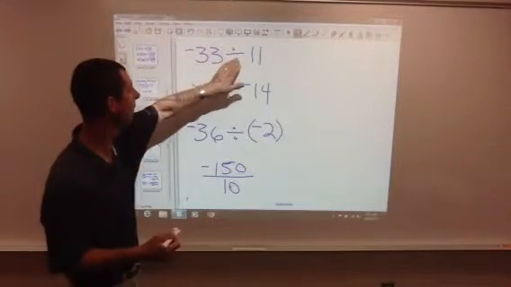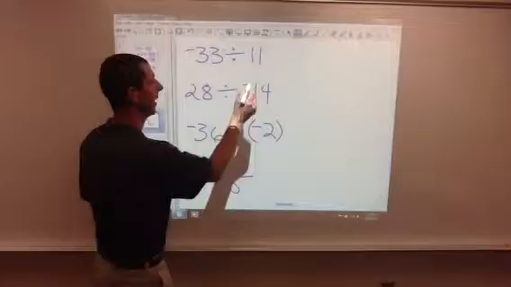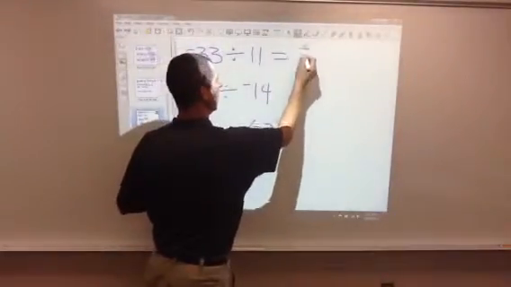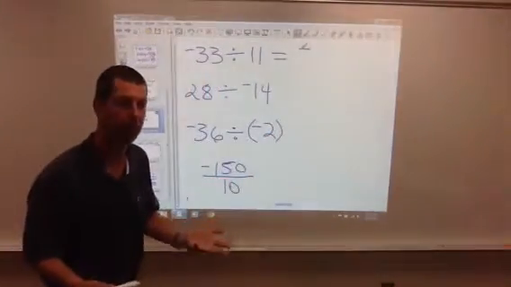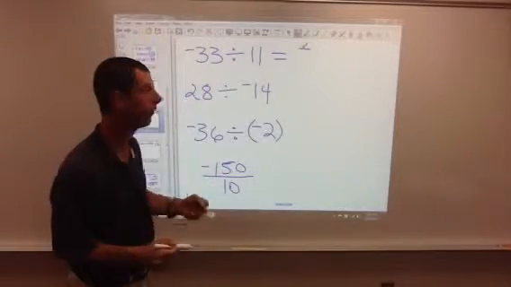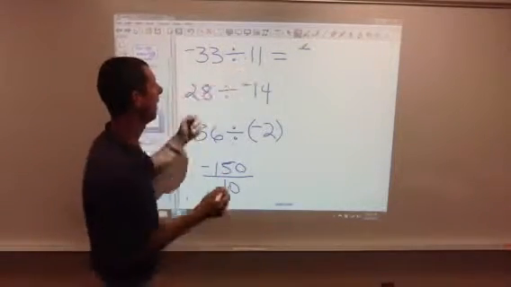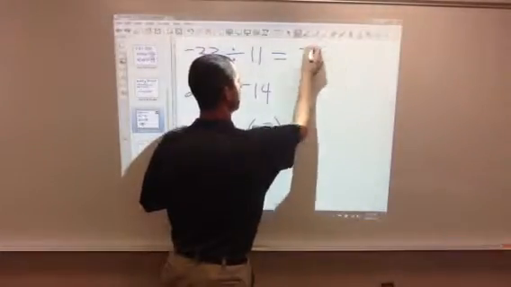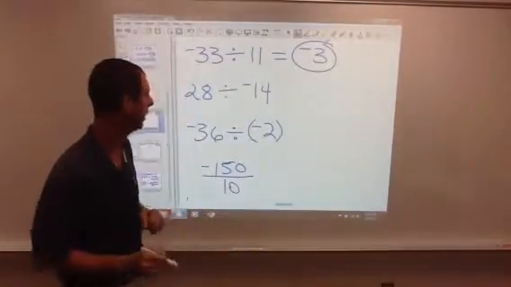Here we've got a negative divided by a positive, so our answer is going to be negative. I like to put it in right away, before I even do the division, so that I have it in correctly and I'm done with that part of it. 33 divided by 11 is 3, so my answer is negative 3.